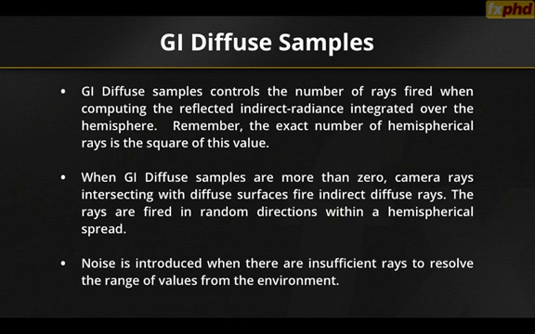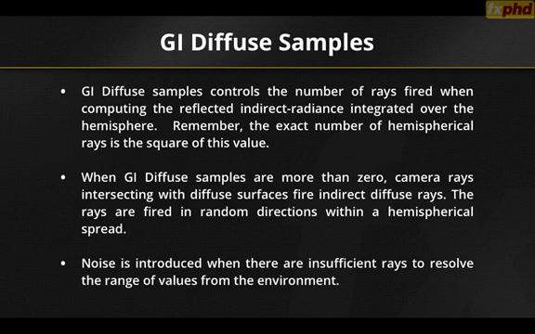Okay, so let's now move on to talk about the GI diffuse samples. Now the GI diffuse samples basically control the number of rays fired when computing the reflected indirect radiance integrated over the hemisphere that we're using. Okay. When GI diffuse samples are more than 0, camera rays intersecting with the diffuse surface fire indirect diffuse rays, and the rays are fired in basically random directions within this hemisphere spread.